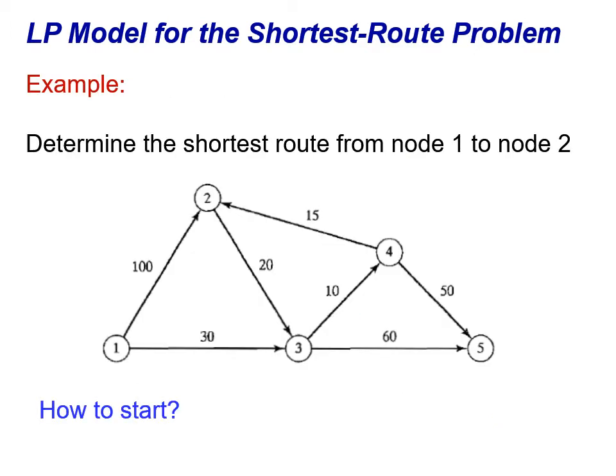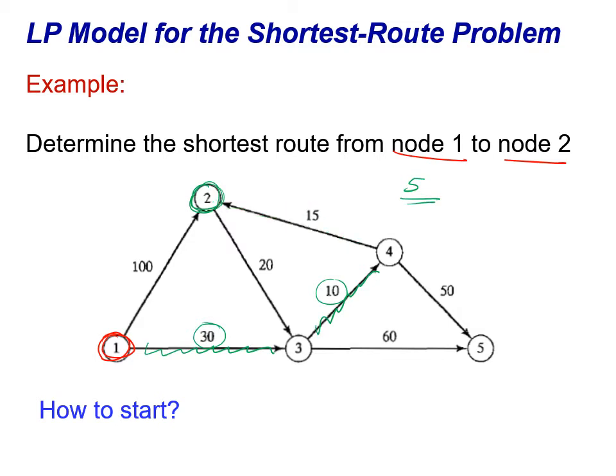Let's consider this simple example to formulate the shortest path problem. Assume we want to determine the shortest route from node 1 to node 2. This is the starting point, node 1, and this is the final or terminating node, node 2. Of course, this is a very small example. You can just observe and find the shortest path to be, I guess, this one: go from 1 to 3, 3 to 4, and 4 to 2, and the total distance will be 30 plus 10 plus 15, so it will be 55 units. This is the shortest distance.